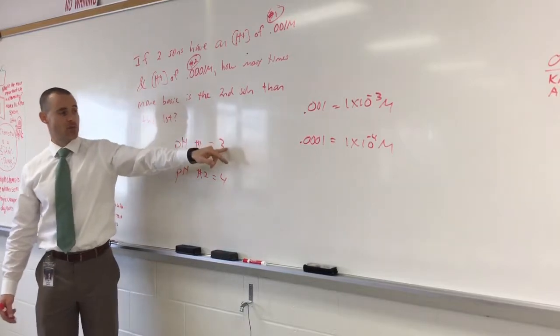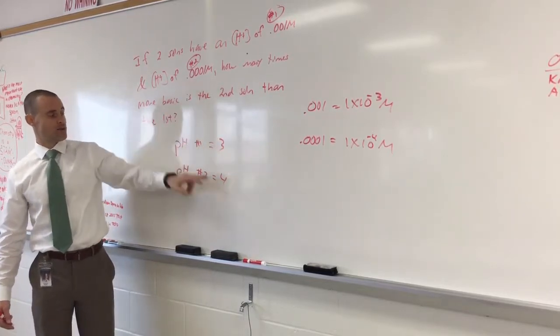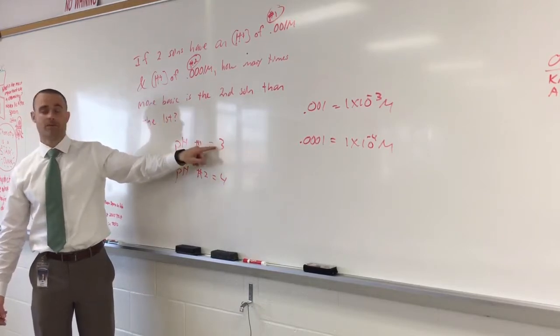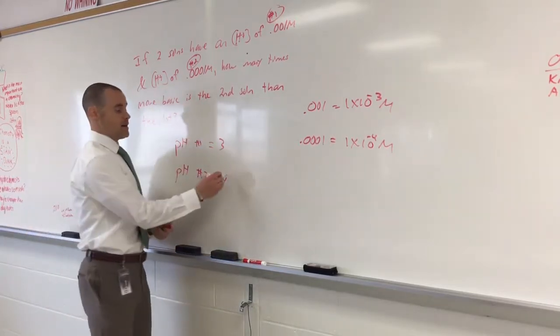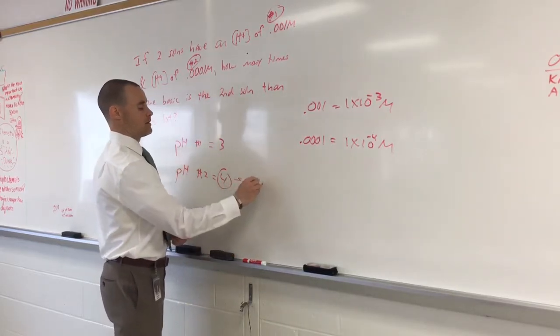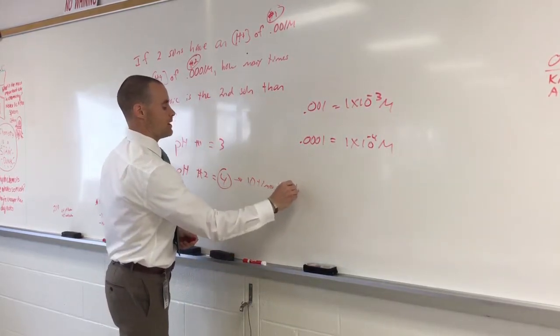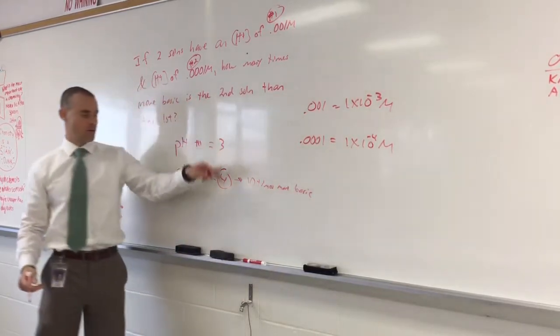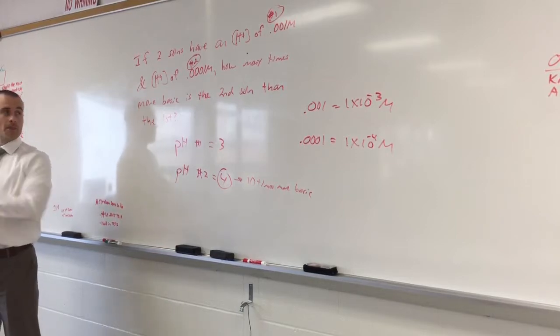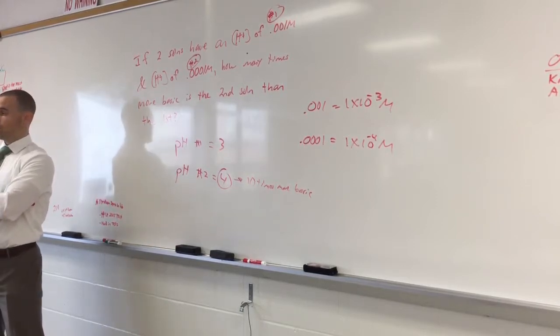So if the pH for number one is 3 and the pH for number 2 is 4, then this is 10 times more basic than that. So the answer to this question is 10 times more basic. Why? Because it's 1 unit larger on the pH scale. Questions?